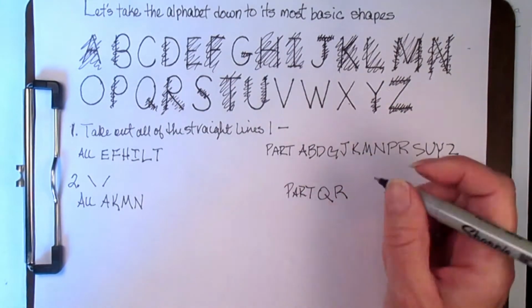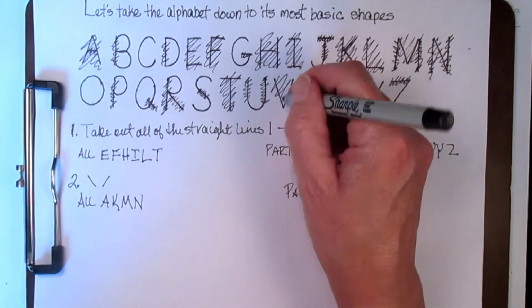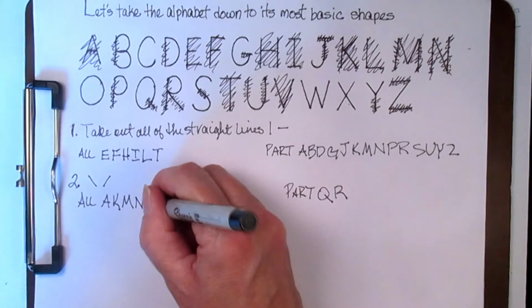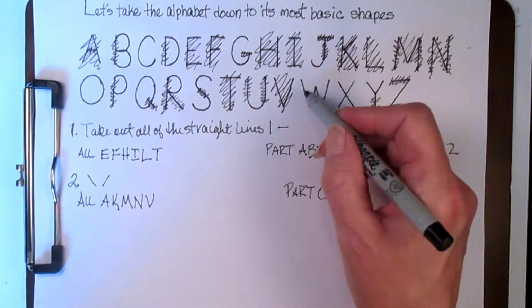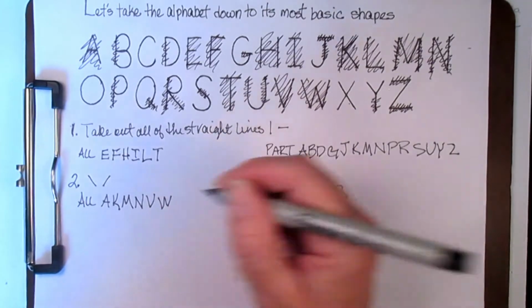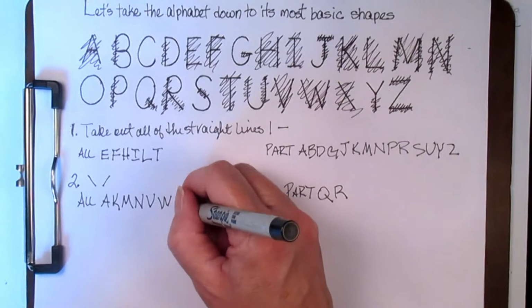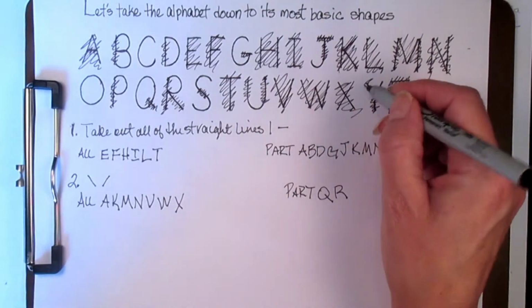Can't do anything with the U. The V, the whole thing's gone. W, the whole thing's gone. The X, it's gone too. And now the Y. Well, it's gone too. Such a crazy thing. My grand discovery here.